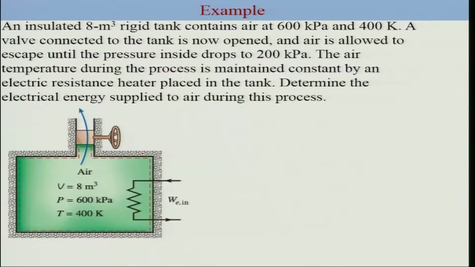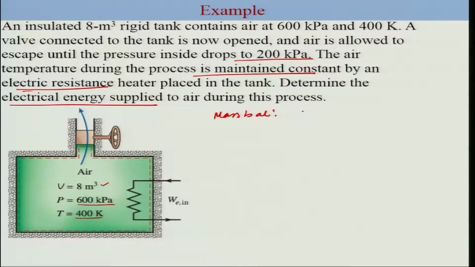We'll end this particular lecture with an example. This is an example of an insulated 8 meter cube volume, which contains air at 600 kilopascal at a temperature of 400 Kelvin. When you open the valve there is a discharge and the pressure starts dropping; it drops to 200 kilopascal. The temperature of this air is maintained constant by an electrical resistor, and what we have to determine is the electrical energy supplied to the air during this process. So let's start with a simple mass balance here.